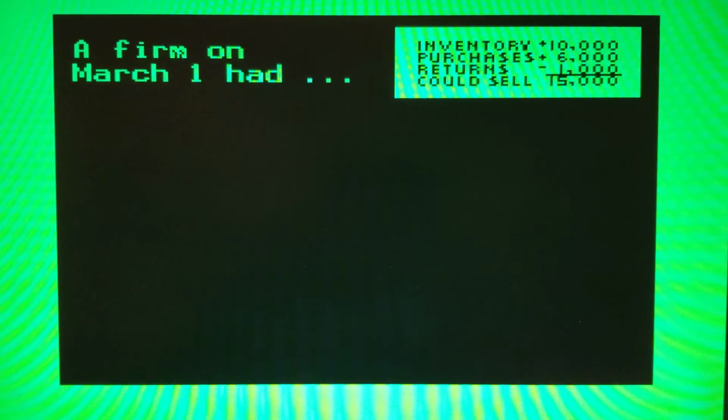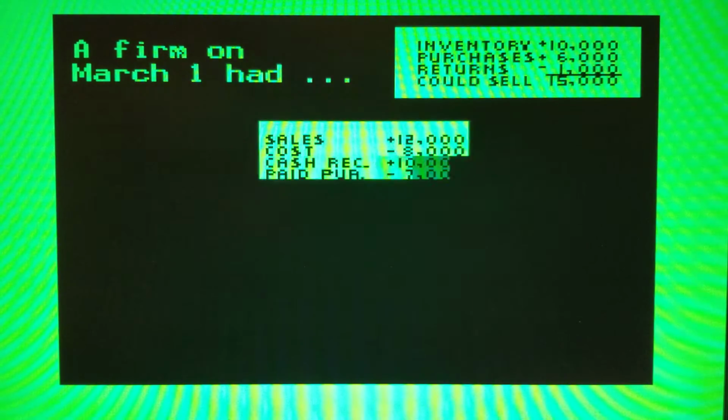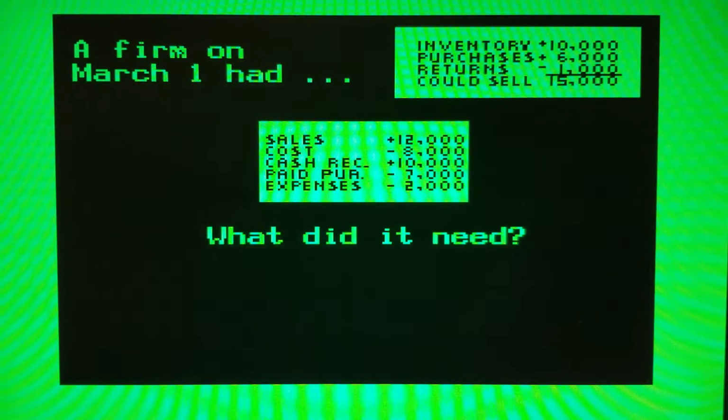A firm which on March 1st had $10,000 worth of inventory on hand and received $6,000 worth from its suppliers, returning $1,000 worth for various reasons, had a total of $15,000 of inventory it could sell. If it sold $12,000 of such merchandise, which originally cost $8,000 before handling, service, and sales expenses, received $10,000 in cash for previous and current sales, paid $7,000 for previous and current purchases, and spent $2,000 for certain expenses during the month, what did it need?